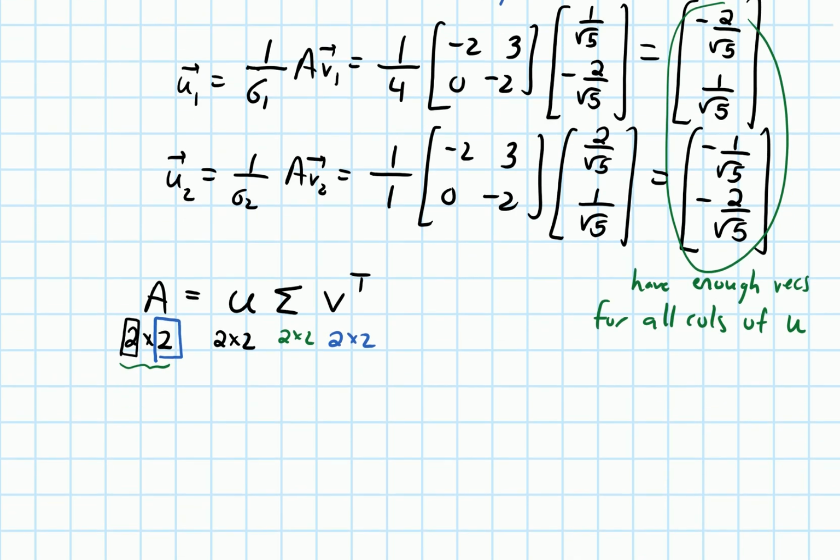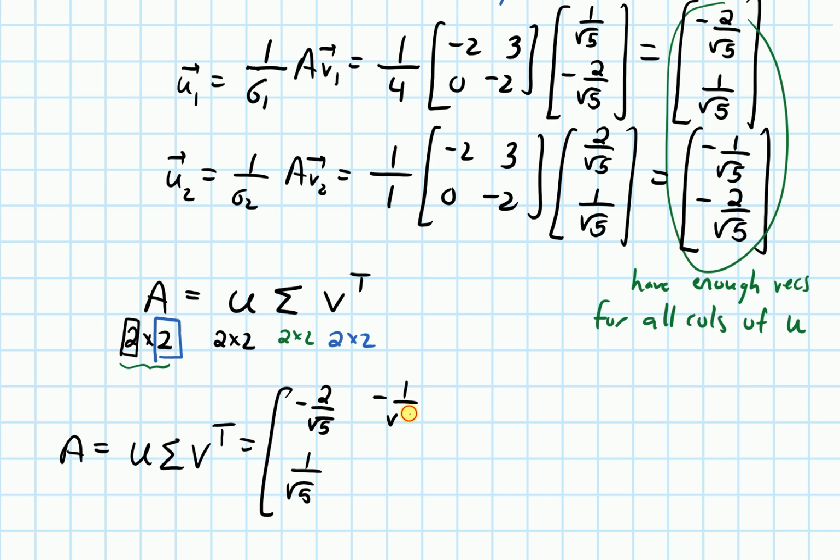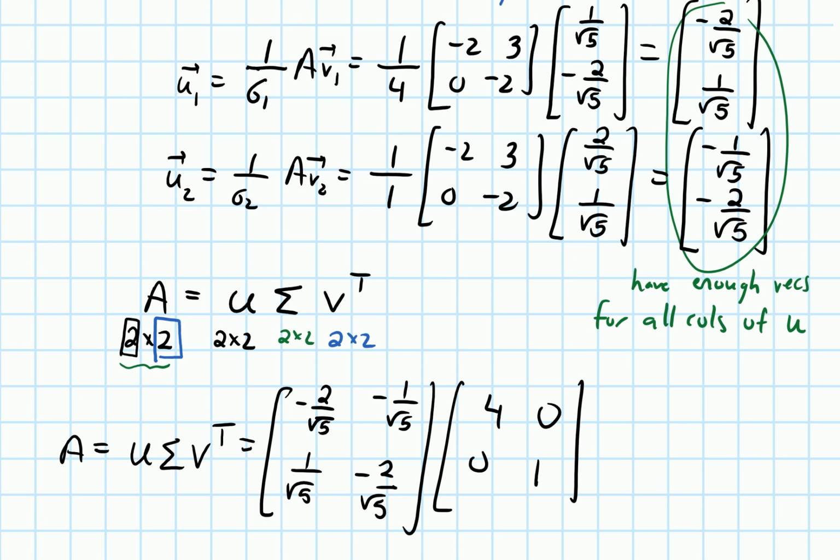All right, so we are ready to write down our singular value decomposition. So A is going to be equal to U times sigma times V transpose. So the columns of U we had up here: -2 over root 5 first, over 1 over root 5. And then the next column is -1 over root 5 over -2 over root 5. That's U. Times sigma, we already had sigma, that was 4, 0, 0, 1. And then times V transpose.